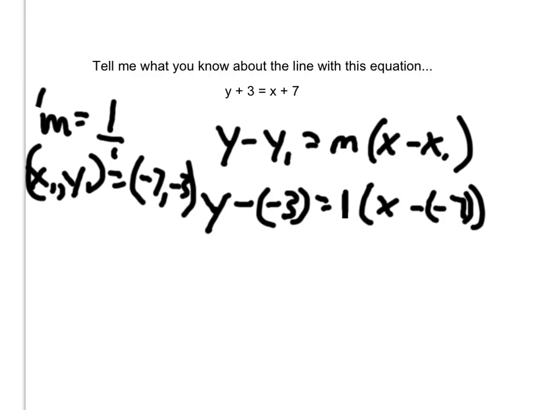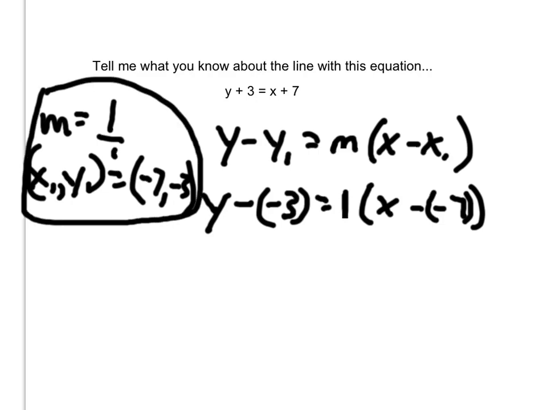So right here, this is what we know about this line. We know the slope and we know a point based on just this information here. And then we could pretty easily graph the line. All right, let's go on to another example.